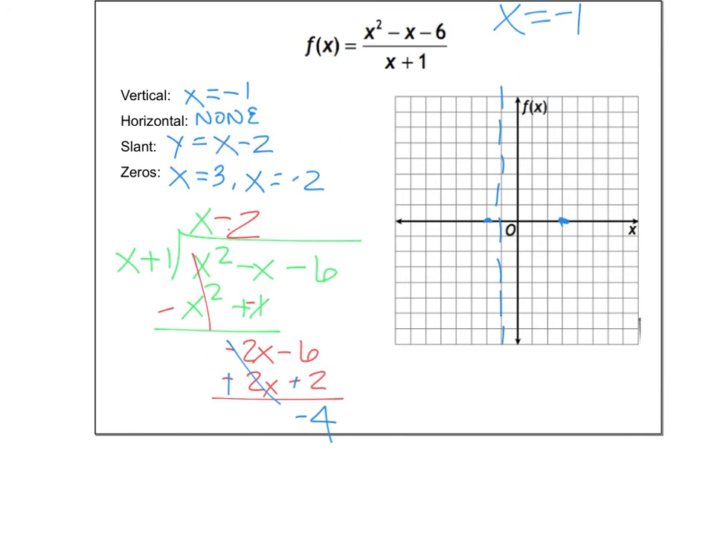So to graph this, I'm going to go down 2, put a point, that's my y-intercept, and go up 1 over 1. All right, and that will give me a dotted line, roughly like this. And that'll be a slant asymptote.